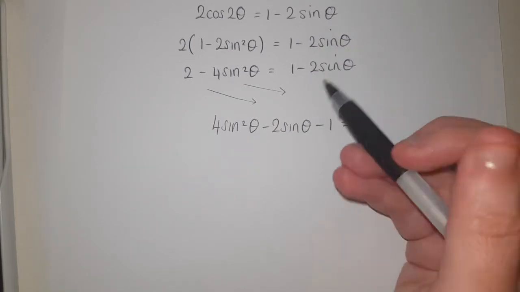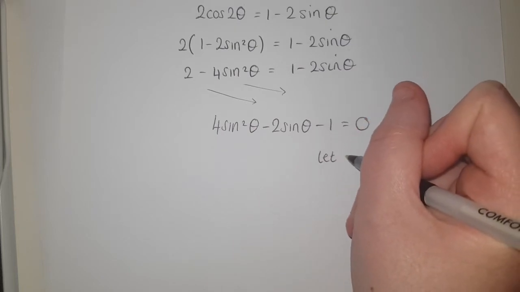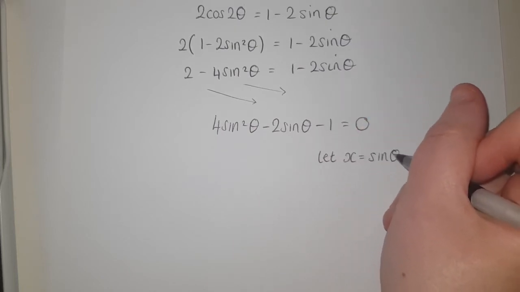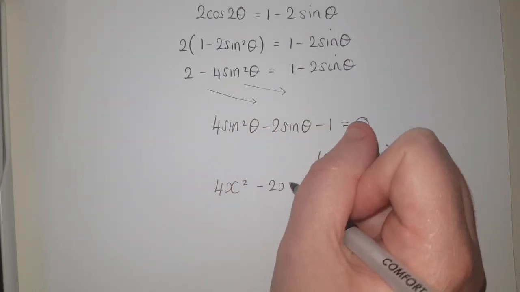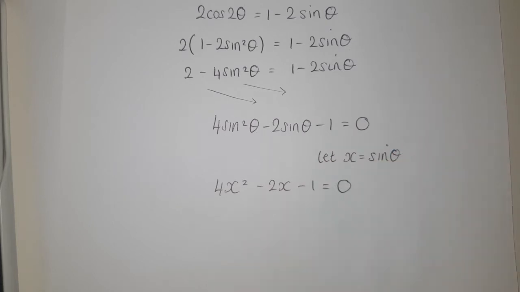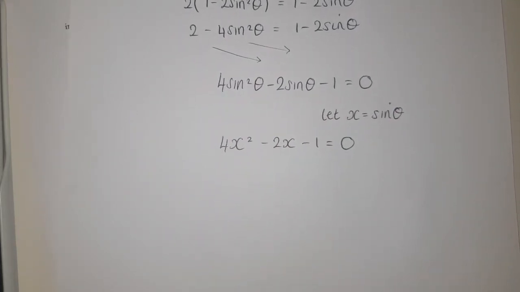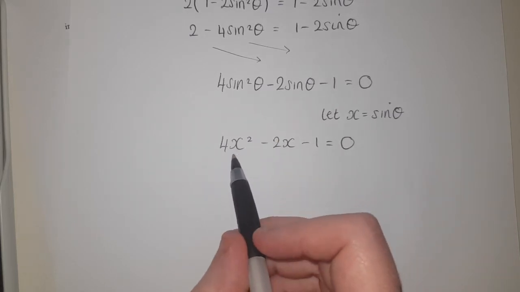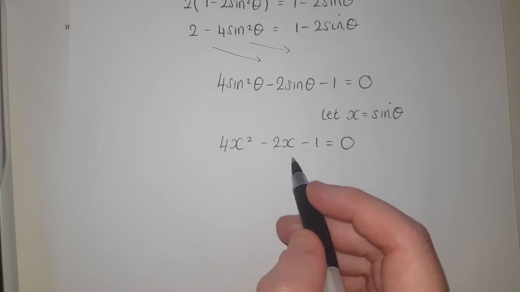Now, with the quadratics, like I've said before, if you find it easier to say something like let x equal sine theta, then you can think of it as 4x squared minus 2x minus 1 equals 0. That makes it easier to just see that you are just dealing with a normal quadratic. There's nothing wrong with doing that. Now, in this case, what you've ended up with is a quadratic that doesn't factorise, so you're going to have to use the quadratic formula.